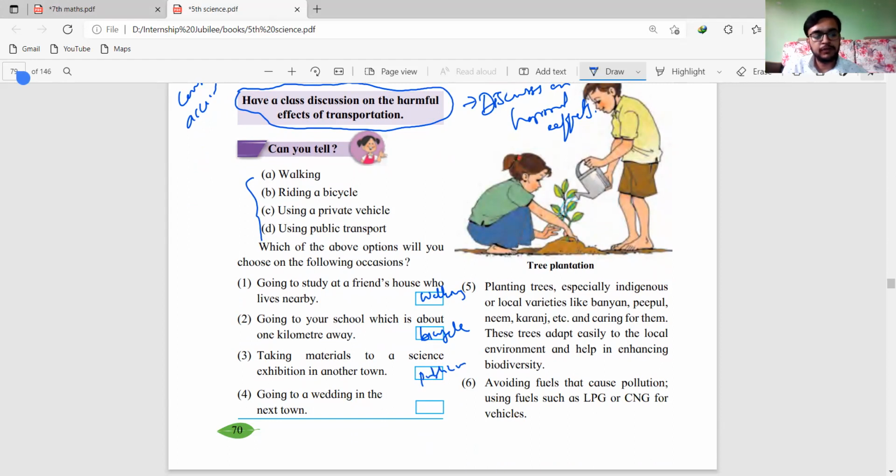What will we use here? Private vehicle. Why? Because the materials of the science exhibition are important, right? That is a private vehicle. And going to a wedding in the next town, you will use public transport, right? Public transport. Okay.